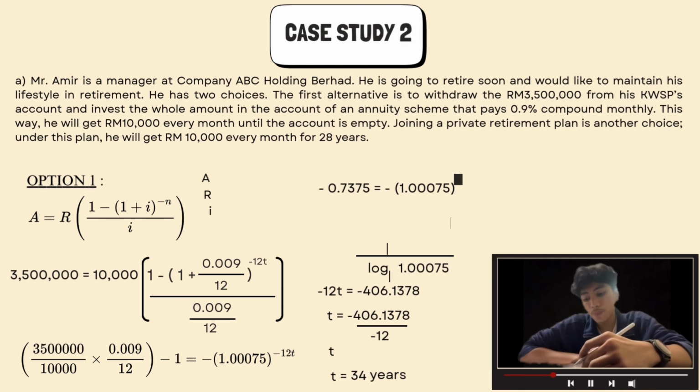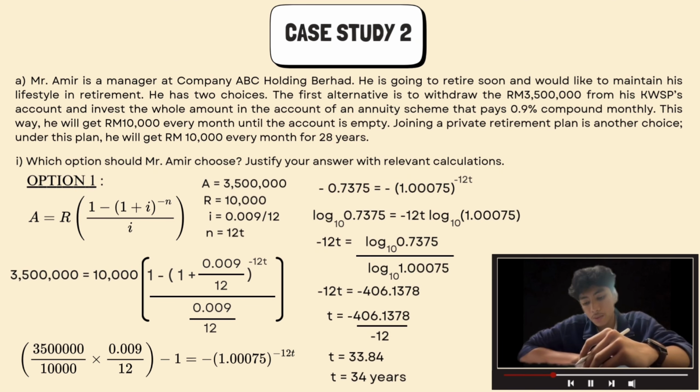For case study 2, Mr. Amir is a manager at company ABC Holding Berhad. He is going to retire soon and would like to maintain his lifestyle in retirement. He has 2 choices. The first alternative is to withdraw the RM 3,500,000 from his KWSP account and invest the whole amount in an annuity scheme that pays 0.9% compounded monthly. This way, he will get RM 10,000 every month until the account is empty.